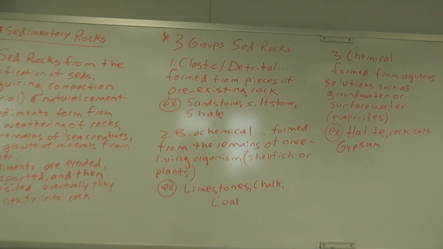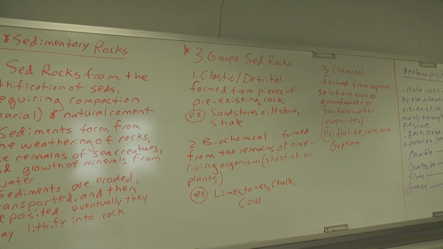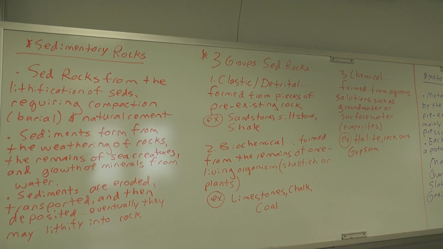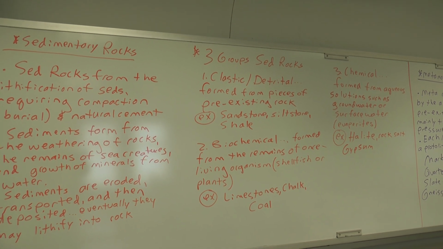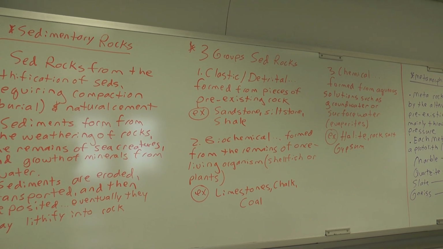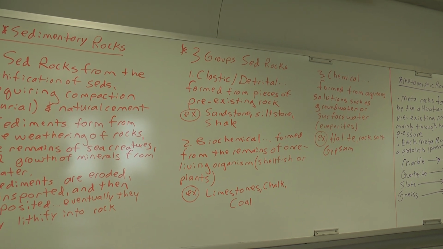rock. Okay, again, we're going to have to move around and get the glare away from the middle of this board. Okay, so 3 groups of sedimentary rocks. Number 1, clastic or detrital. Those 2 terms mean the same thing. These are sedimentary rocks that form from pieces of pre-existing rock. Common examples are sandstone, siltstone, and shale.